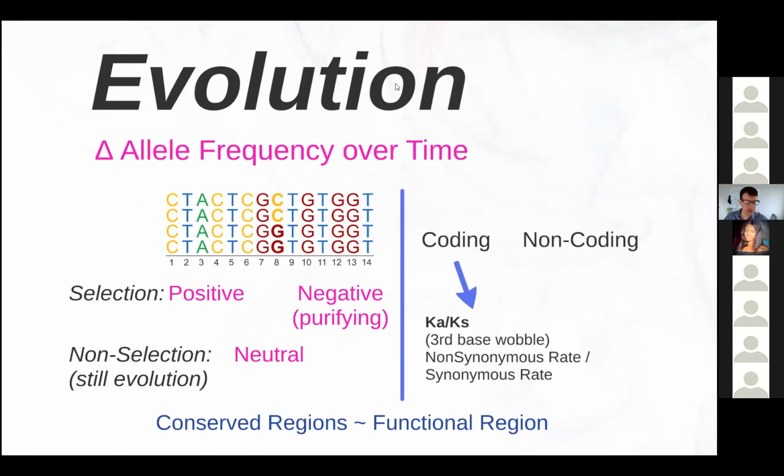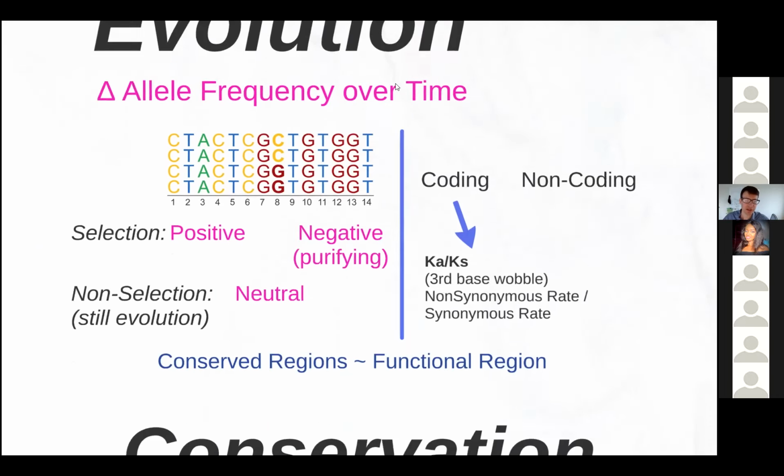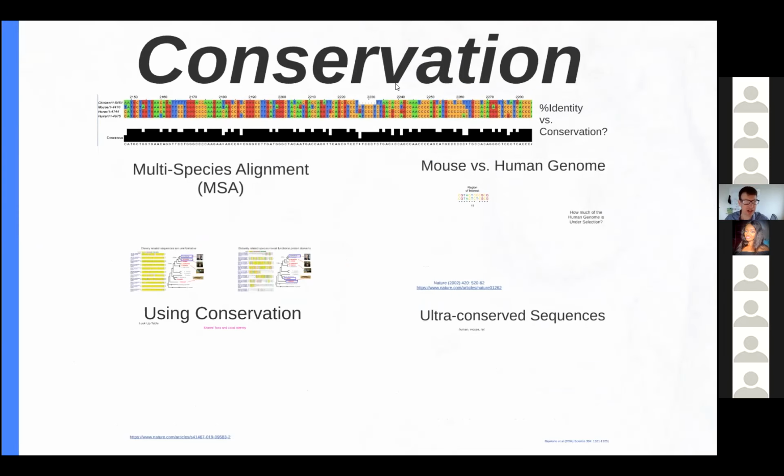And just to make sure that I say it explicitly, these conserved regions imply functional regions, right? So if a region is very well conserved, we might assume that it has an important function that's under selection, and therefore, if we change it, we'll get mutations, we'll get disease and other bad stuff. And that's what we're often trying to identify. Okay, so let's talk a little bit more about conservation.